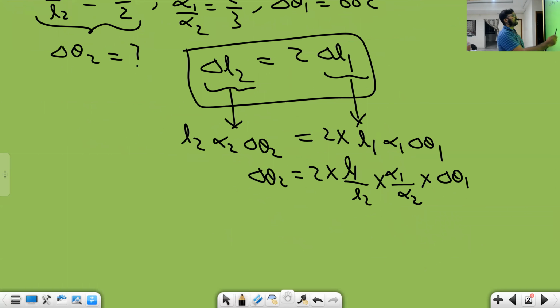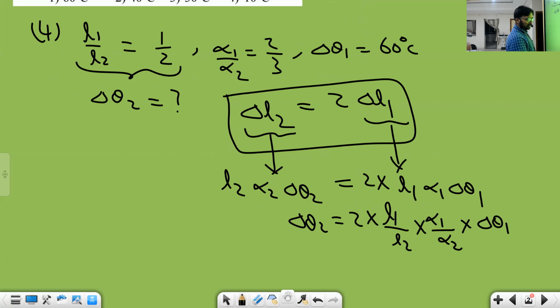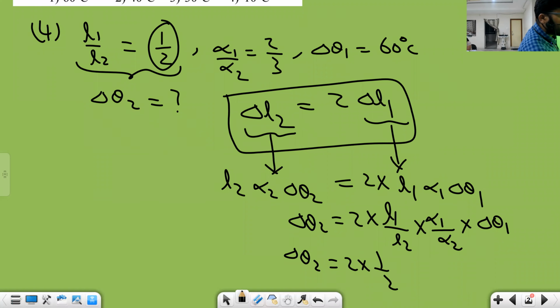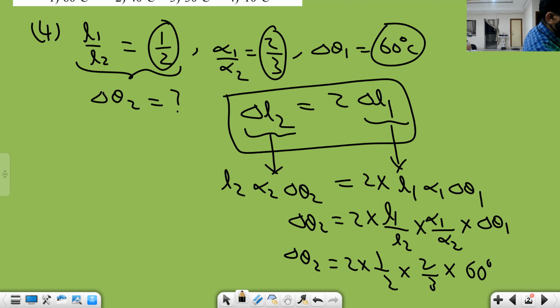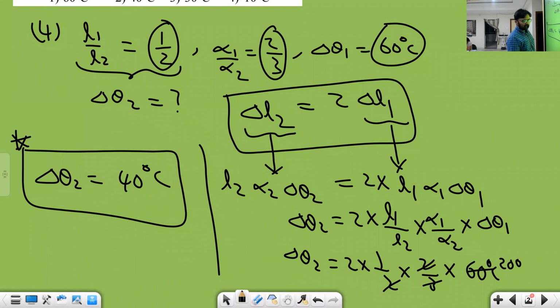From this information, already we gathered the data. And now tell me, what should we substitute here? 2 into L1 by L2 is 1:2. Alpha 1 by alpha 2, 2:3. Delta theta 1, 60 degrees centigrade. So finally, if you substitute all this stuff, so what will happen? 3, this will become 20 degrees centigrade. So finally, I can write delta theta 2 is 2 into 20 degrees, which is nothing but 40 degrees centigrade. That is my answer, what I got.